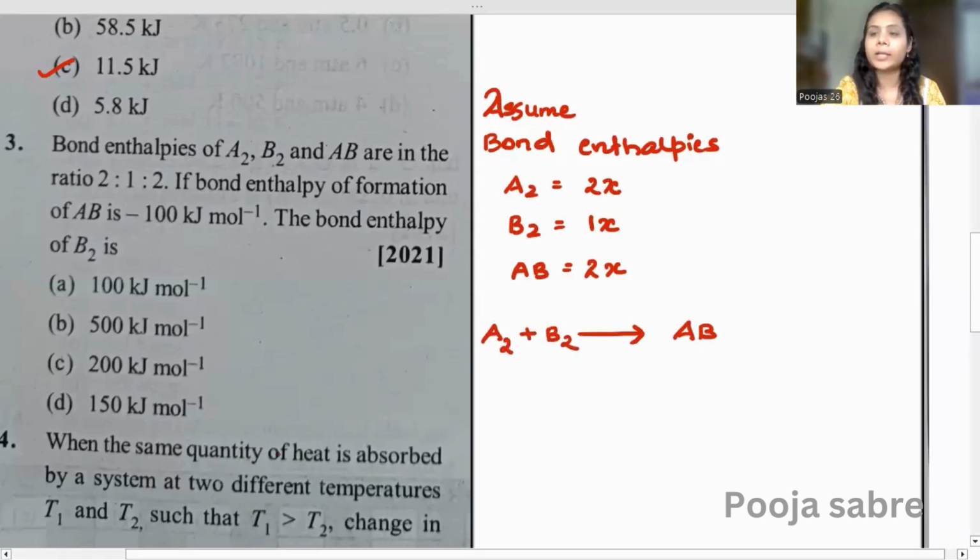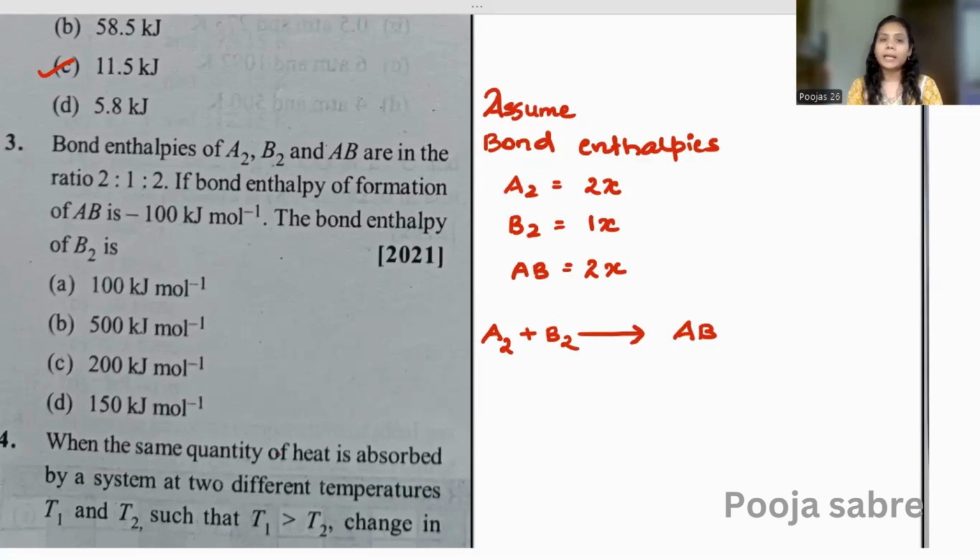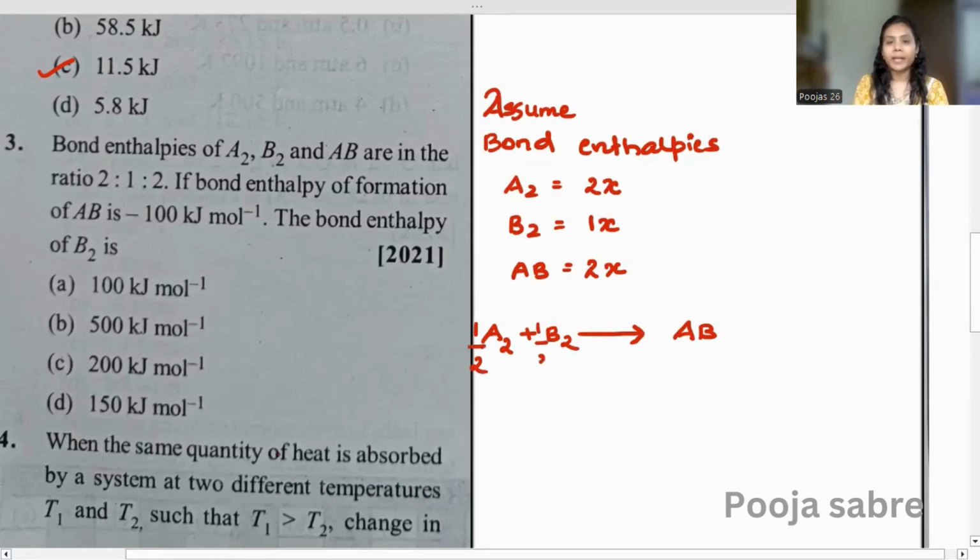Clear? This is a reaction for formation of AB. अभी यहाँ पे करना क्या है हमें? We need to simply balance it. यहाँ पे A2 है and on the other side we have only 1A. So I'm going to divide this by half. Okay, multiply it with half. So this will give me AB.